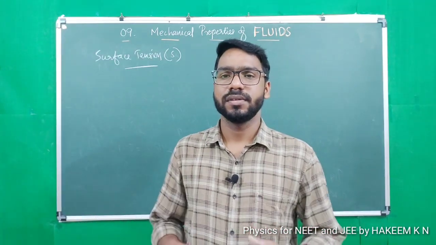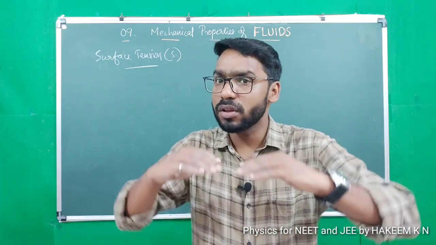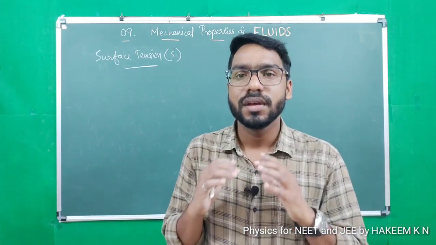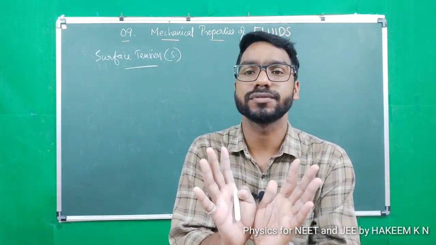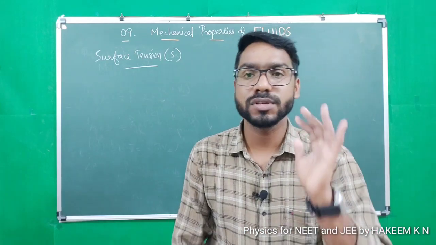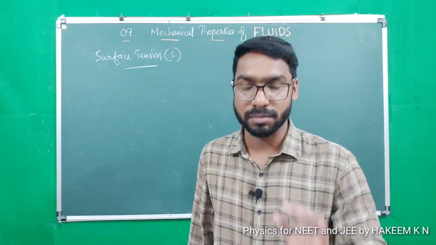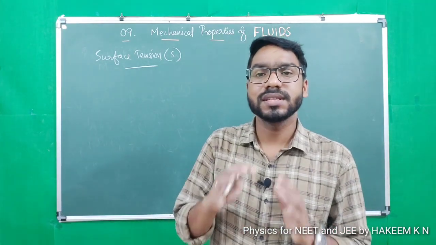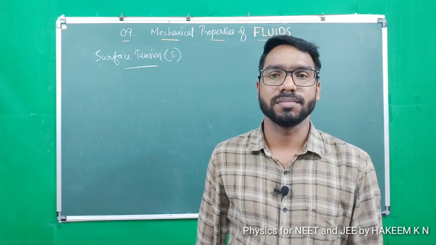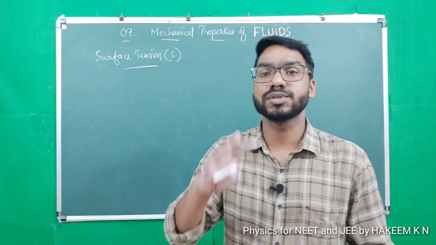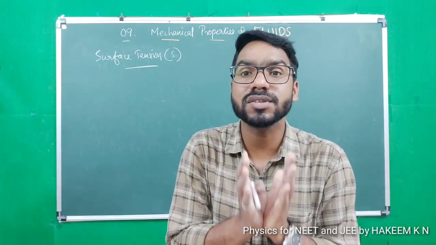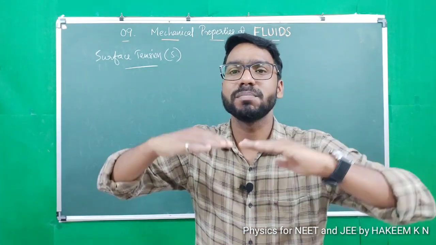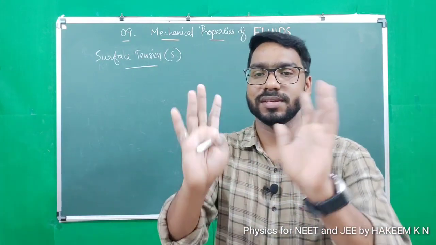Surface tension is the property of a liquid surface which behaves as a stretched elastic membrane. It is actually due to cohesive force between the molecules of the liquid surface. As temperature increases, intermolecular force decreases, so cohesive force decreases, so surface tension decreases, and the stretched elastic membrane behavior of the liquid surface decreases.